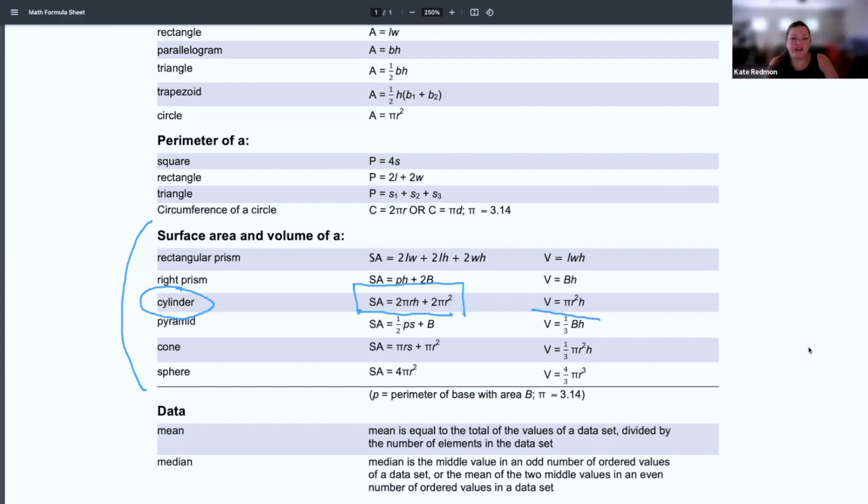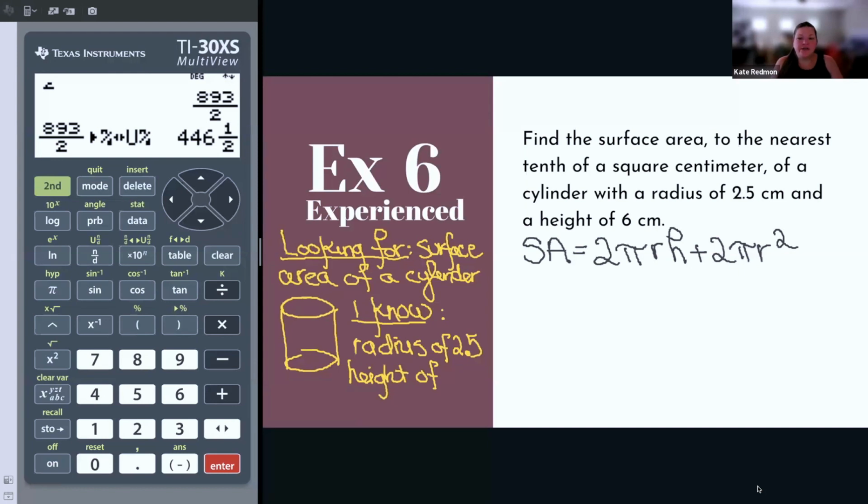So to find the surface area of a cylinder, take 2 times that little symbol again that we said was called pi, times the radius, times the height, plus 2 times pi times the radius squared. Looks gross, but it's not actually as bad as it looks. Start with my formula, no changes made. And now I will start substituting in any known values.